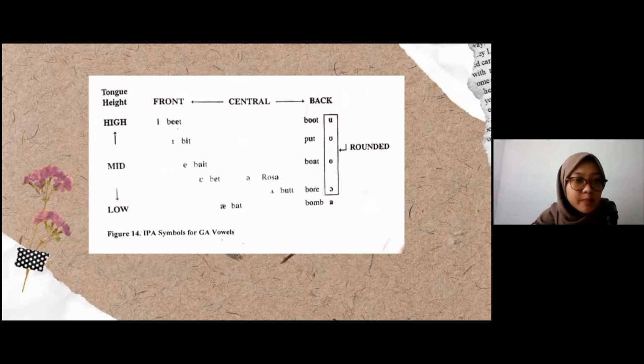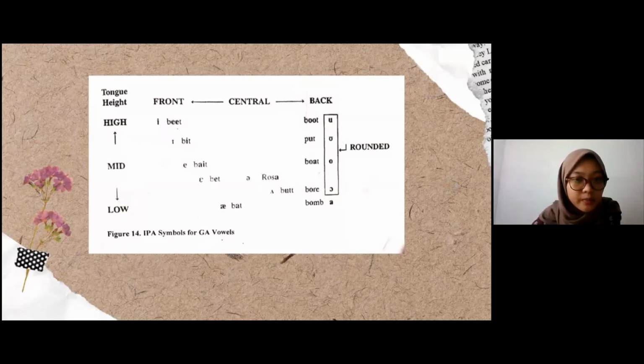Next, IPA symbols for GA vowels. So here we categorize the tongue height. There are high, mid, and low. And there are positions of the tongue: front, central, and back. First, the word beat is on the front area of the tongue, and the height of the tongue is high. Second, there is also the word bit that is pronounced in the front area, and the height of the tongue is in the middle of high and mid.